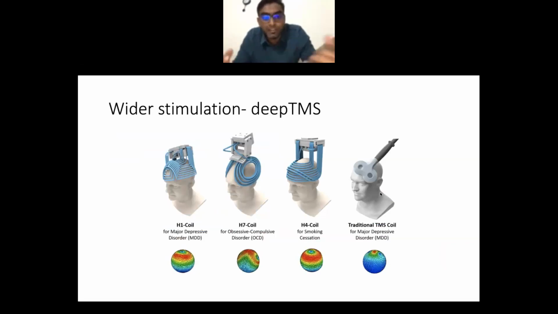When I talk of deep, wider stimulation, there is this new thing called the H coil or deep TMS. There are 3 deep TMS coils that have been FDA approved. One is the H1 coil for major depression, which is more wide than the traditional TMS coil. Much wider is the H7 coil, which is used for OCD, and FDA has now also approved deep TMS for smoking cessation, called the H4 coil.